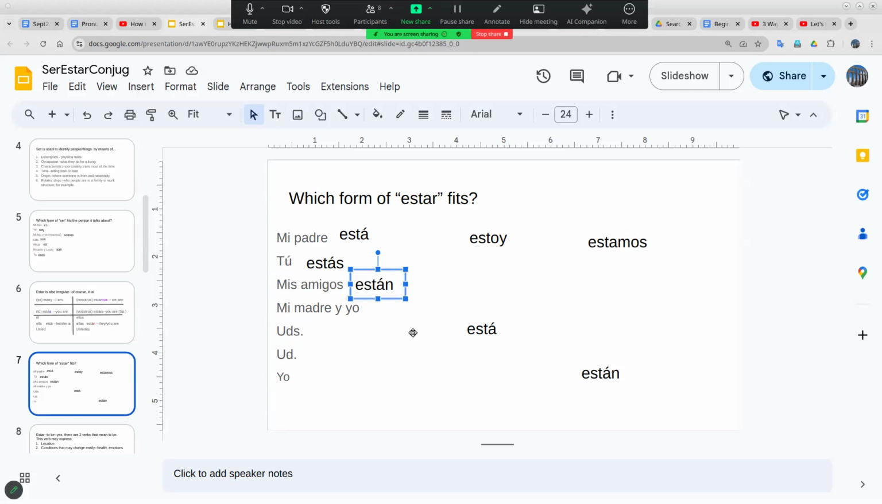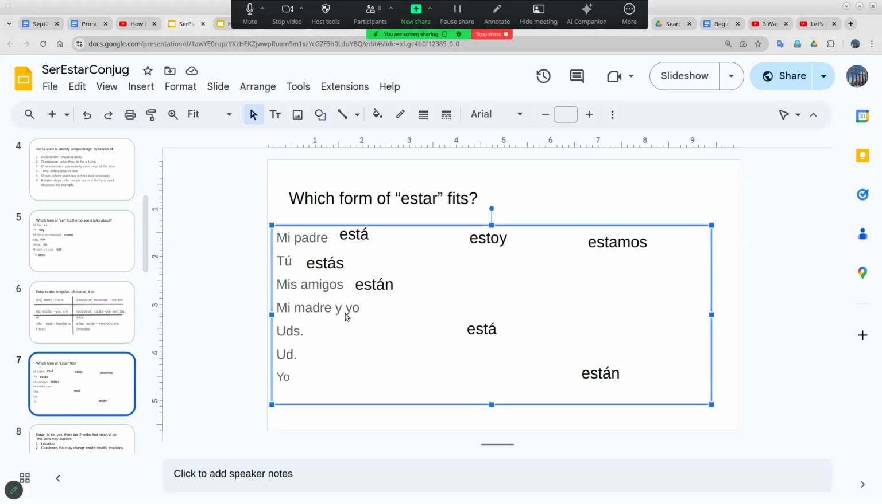Mis amigos están en la oficina. My friends are at the office. Mis amigos están en el parque. My friends are at the park. Mis amigos están enfermos. My friends are sick. It's their health, their state of health. Están enfermos. They are sick.